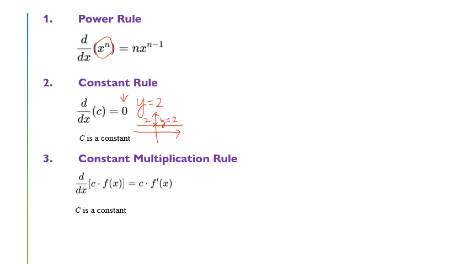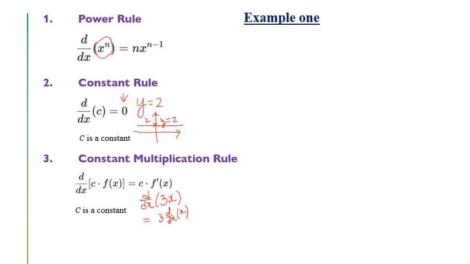Okay, and then, what does the constant multiplication rule mean? If you need to find the derivative of, let's say, 3x, what you do is you just take out the 3 and you are actually finding the derivative of x only. Okay, so this is the constant multiplication rule. So let's look at some examples.